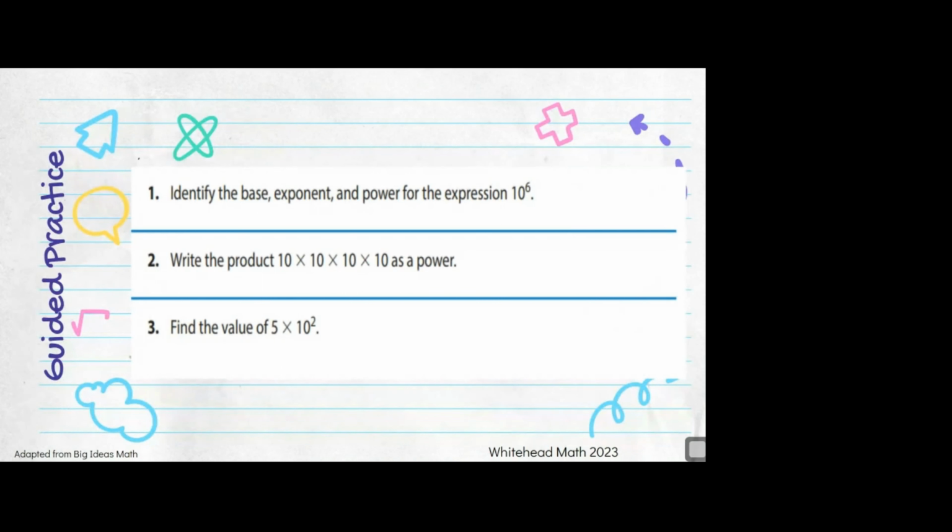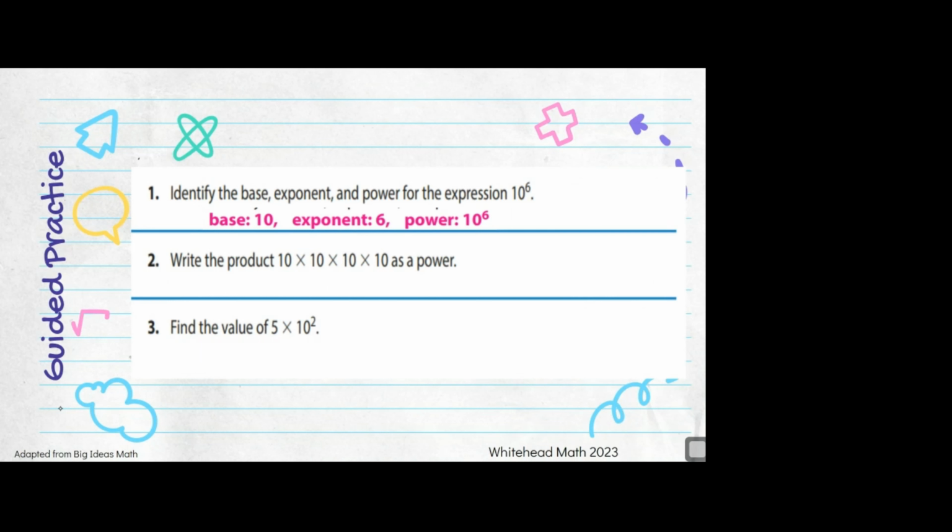Number 1, can you identify the base, the exponent, and the power for the expression 10 to the 6th power? If you're working by yourself or with a partner, please pause the video and press play when you're ready to move on. All right, so the 10 is the larger number. The 6 is my exponent. It's going to tell me how many times to multiply that number. So my base is 10, my exponent is 6, and the power is both of these numbers together. 10 to the 6th power.